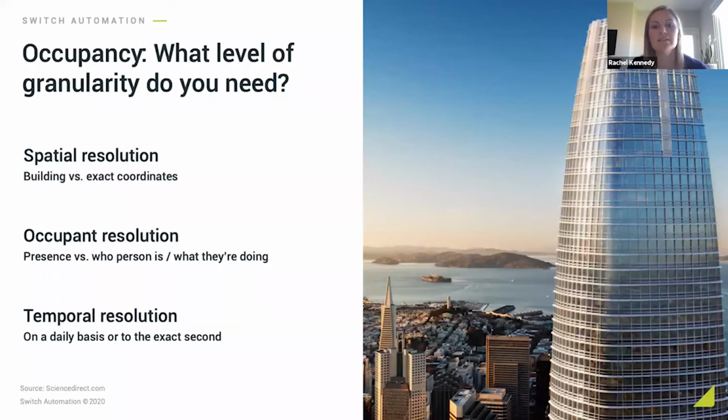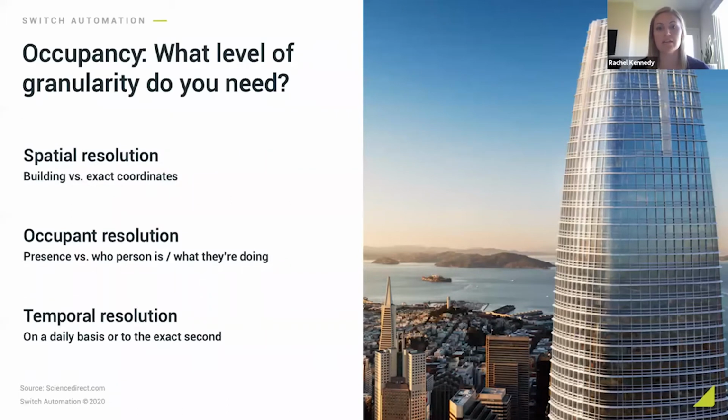Thank you, Alex. Yeah, so as Alex is saying, you want to really leverage the data you already have. But when you're looking to add other data or increase that, you want to think about granularity, especially for occupancy, in a couple different metrics. So this was published in a research paper, and it talks about resolution in 3 different categories. The first is spatial resolution. This helps us think about occupancy. Do you need to know at a building level, or do you need to know the exact coordinates where someone is located?